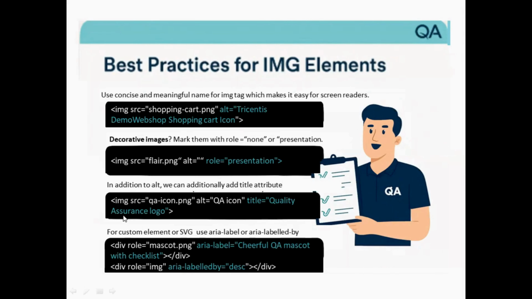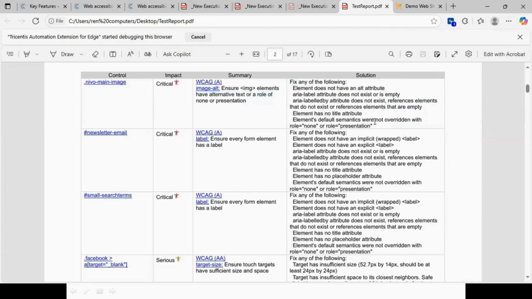And if you're not using an image tag, and if you're using any custom element or div or SVG, then you can go for using the aria-label or aria-labelledby attribute. So these are the standards or best practices recommended for an image element, and that's what is mentioned as the solution here too.